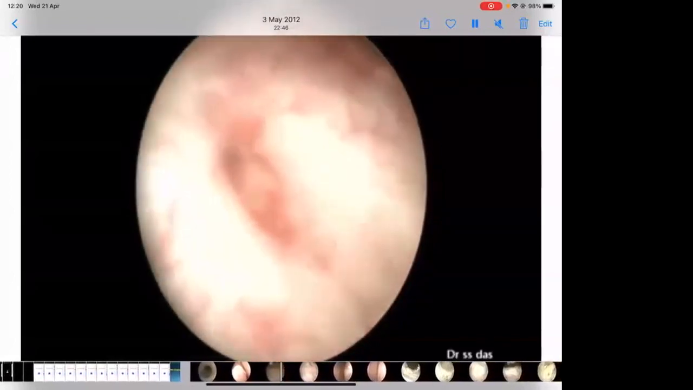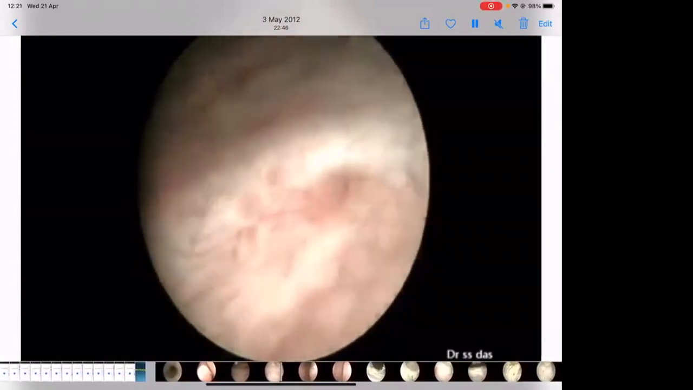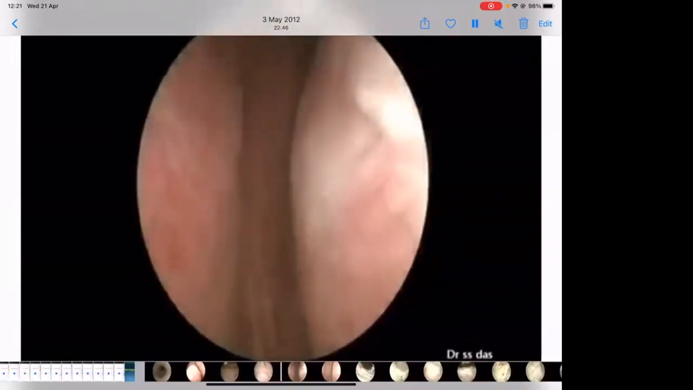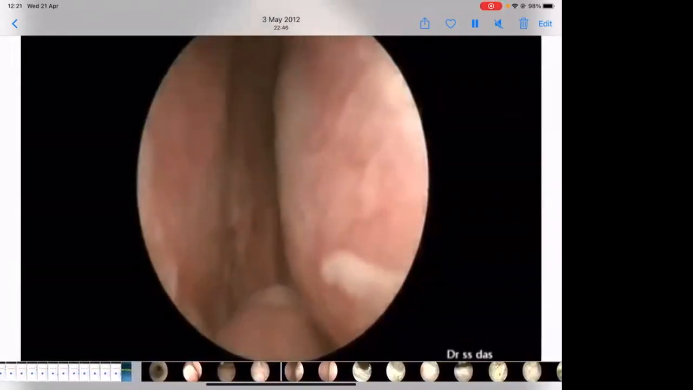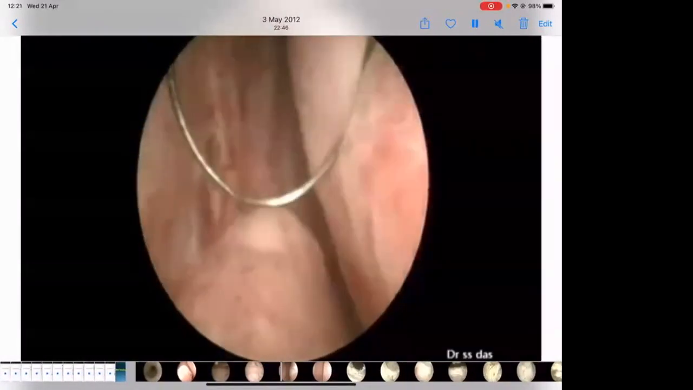Yeah, this is the right ureteric orifice. This is left ureteric orifice. Again, showing you the two lobes. This is verumontanum. Yeah, this is the loop.